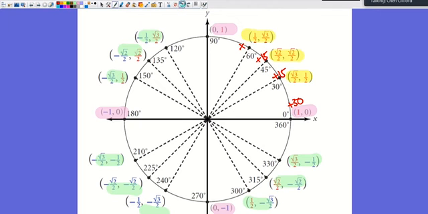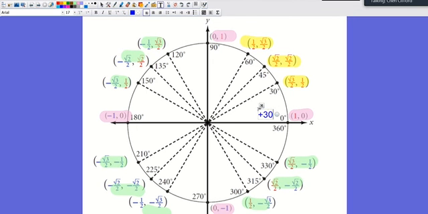I should write it in a better location. Okay, add 30. Let me type it. So here I'm going to add 30. Here I'm going to add 15. 15 and 30. And round we go. 30, 15, 15, 30, 30, 15, 15, 30. And that's how you build the angles.